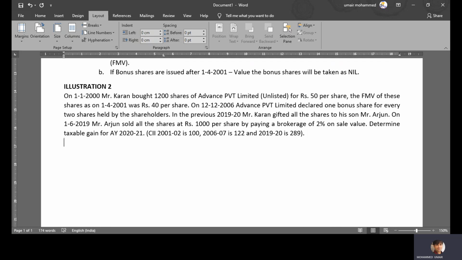So on 1st January 2000, Mr. Karan bought 1,200 shares of Advance Private Limited, which is an unlisted company. So these are unlisted shares. And he purchased these shares at rupees 50 per share. And the fair market value of these shares on 1st April 2001 was rupees 40.